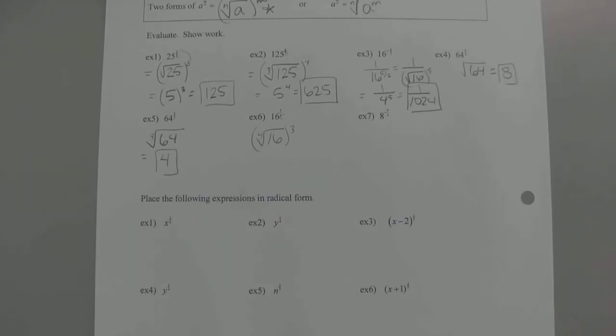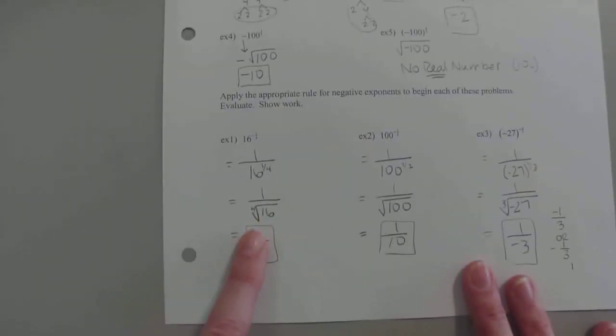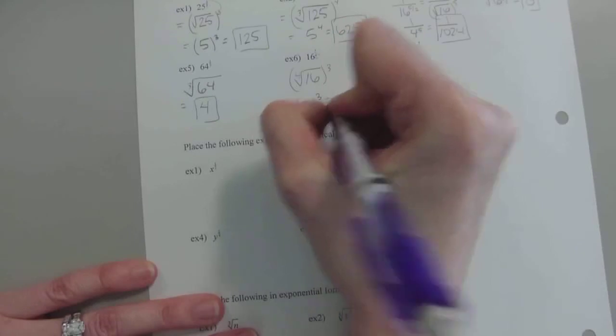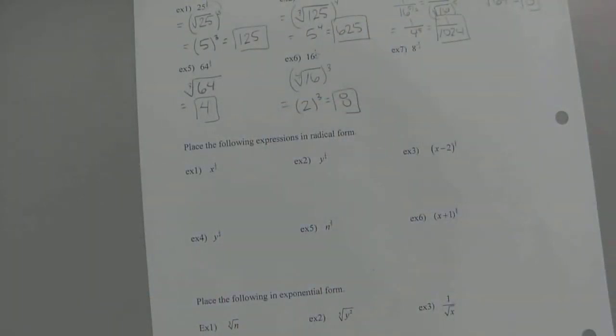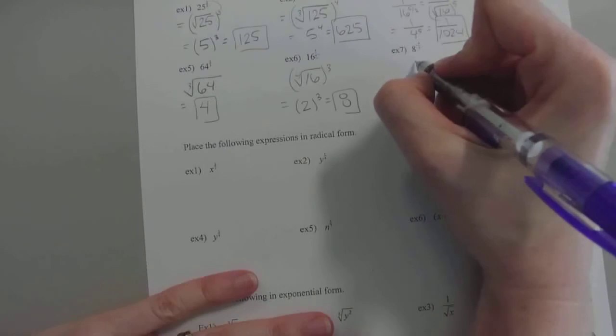What about 16 to the 3/4? Well, we're going to do the root first, right? So we're going to do the 4th root of 16 and then raise it to the 3rd. Well, we already did it. You guys are going to get similar problems. So notice we already did the 4th root of 16 already on the front. The 4th root of 16 was just 2. So this is 2 to the 3rd, or 8.